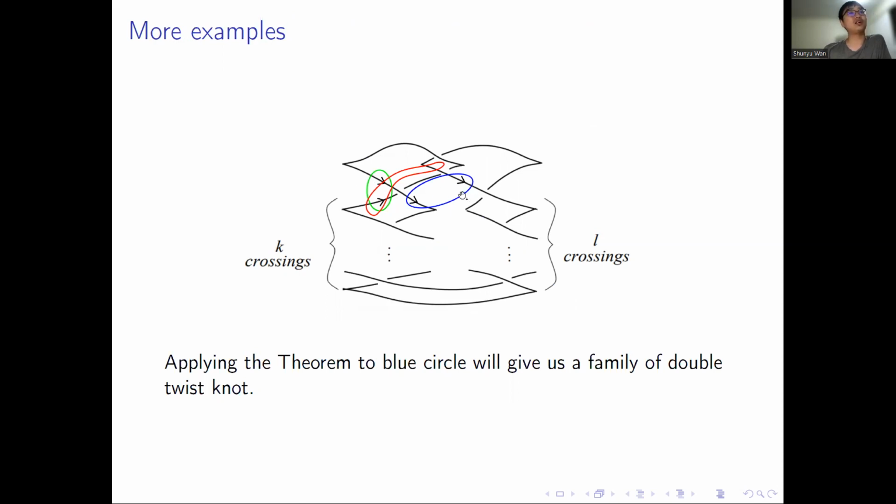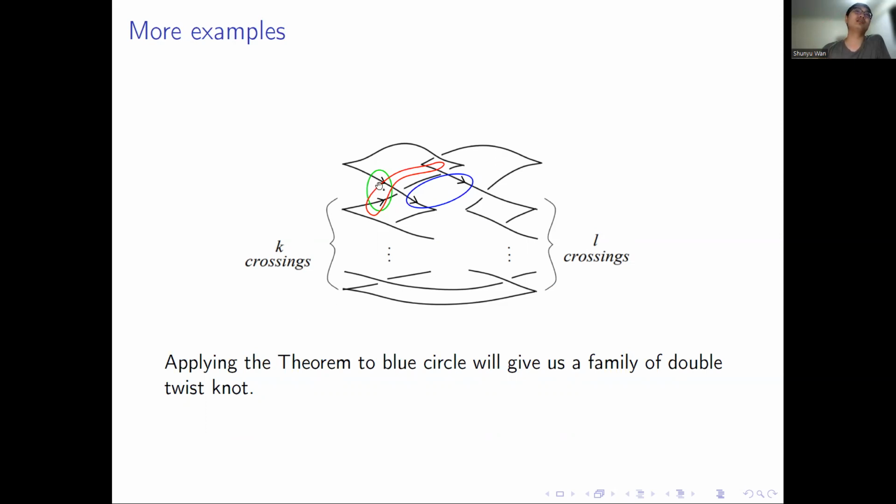We can choose other double balls, like for example this blue one. It also contains two arcs and they are parallel to each other, and I can add a twist to that. The resulting one will also have different loss invariants by Theorem 5. If you apply that to the blue circles, you will get a family of double twist knots.